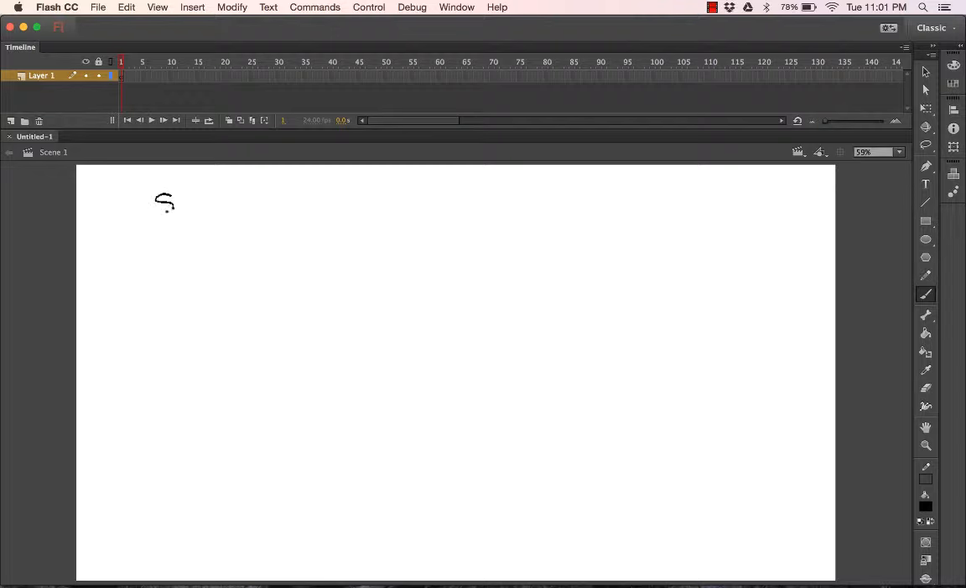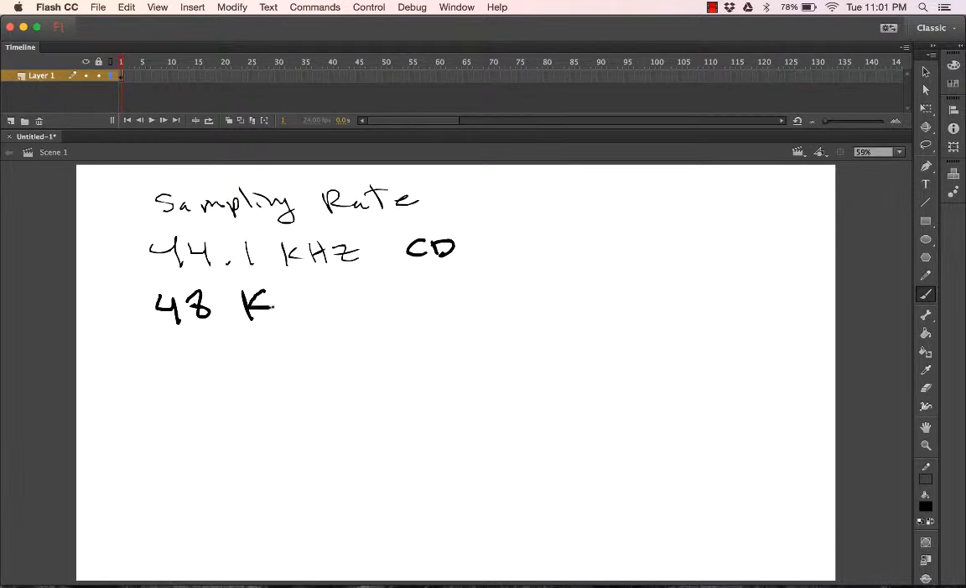So, sampling rate. What is a common sampling rate for CD audio? It is 44.1 kilohertz. That's for CD audio. Another common one is 48 kilohertz. And nowadays, it can go up to 96, double that, but these are the two most common.